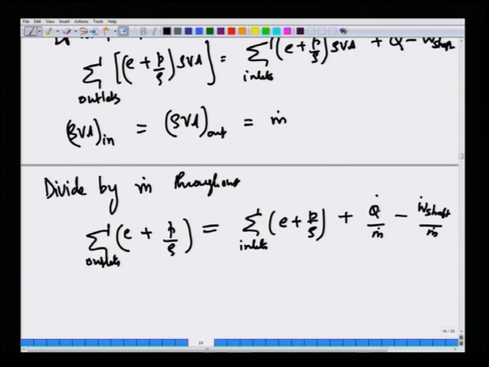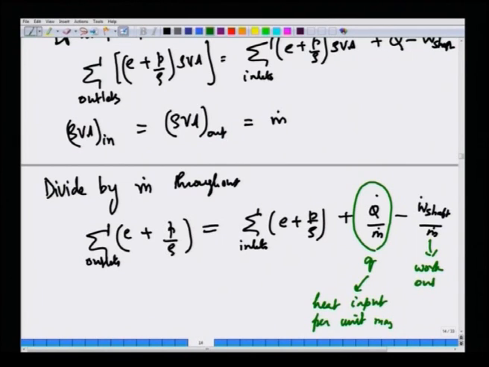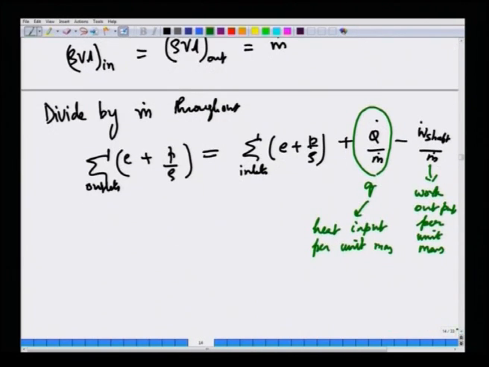Now, this is the rate at which heat is transferred to the CV by the surroundings. This is the rate at which mass is flowing in. So, this combination is denoted by small q. This is the heat input to the CV per unit mass. And this is the shaft work output per unit mass. Okay. So, these are given special names, small q and small ws.